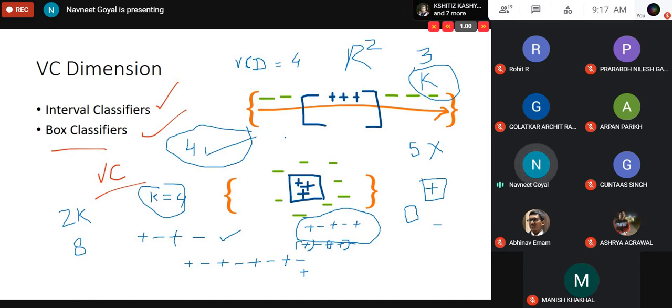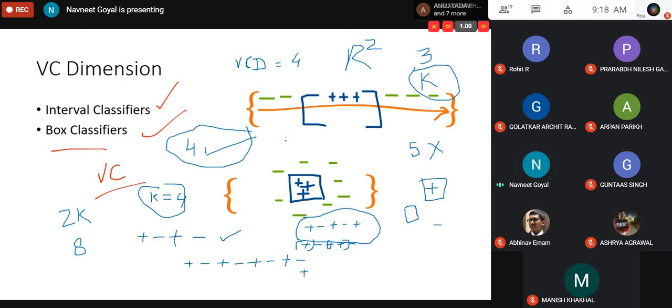If both are negative, I'm discussing all the 4 cases one by one, then we can, because I have to just draw a box which does not contain these 2 points, and I can always do that.